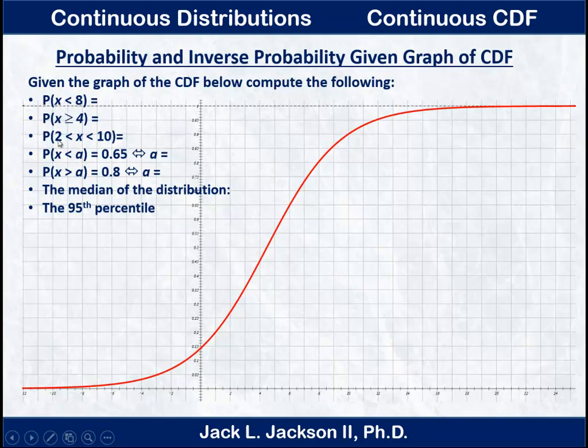Notice that for the first three, I'm asking you to find probabilities. For these last ones, I'm asking you to find x values given some probabilities. The first one: find the probability that x is less than 8. Then find the probability that x is greater than or equal to 4. Then the probability that x is between 2 and 10. In this part, we're given that the probability that x is less than a is 0.65, and we want to find the a value. In this next one, we're given that the probability of x greater than a is 0.8, and we want to find a. And we want to find the median of the distribution and the 95th percentile.